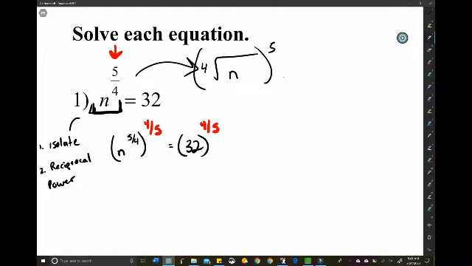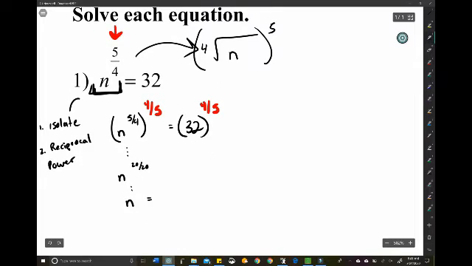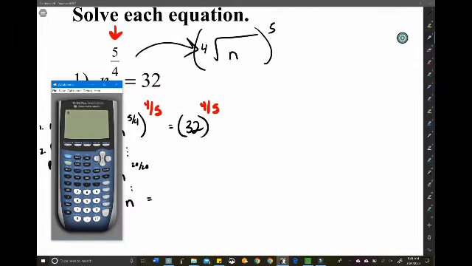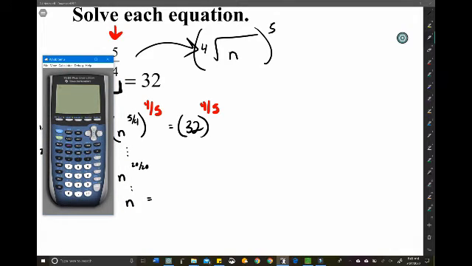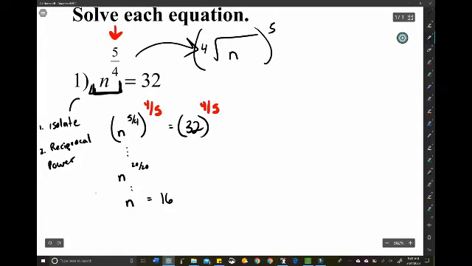Now, what that does technically is that makes it n to the 5 times 4 is 20 over 20. That just makes it n. So n now is equal to 32 to the 4/5. This is where, if you have a calculator, graphing calculator, or a regular calculator even, ask Google. 32, I would put it in parentheses, to the 4/5, also in parentheses, is equal to 16. Boom. That is it. Reciprocal power, plug it on in to your calculator.